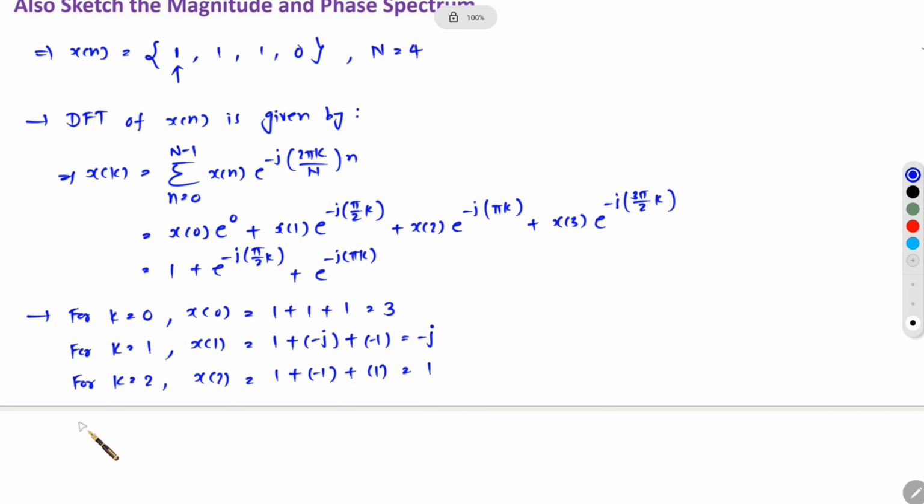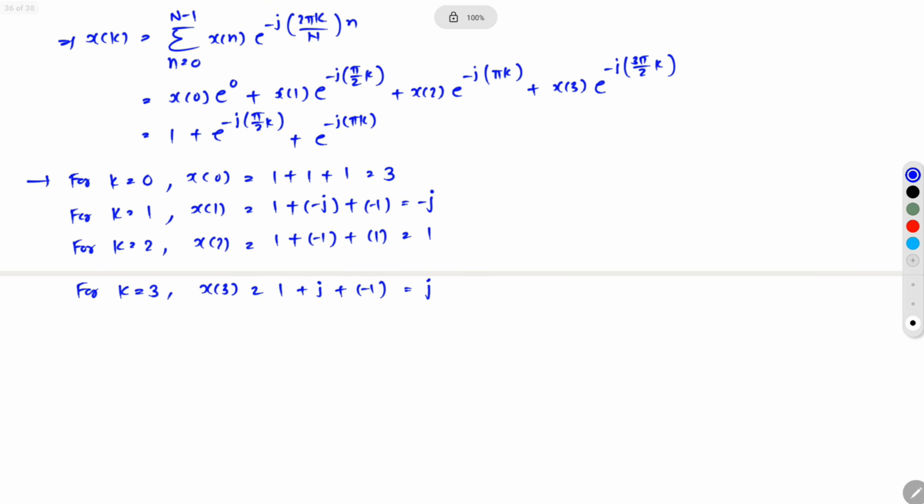Now we need to identify X of k for k equals 3, means X of 3. Here we have 1. Then here if you substitute k equals 3, then e to the power minus j 3 pi by 2, that is plus j. Then here we have e to the power minus j pi into 3, means 3 pi, so that is minus 1. So plus 1 minus 1 is 0, only j is there. So this will be j, right? So that is how one can calculate X of k, means DFT.